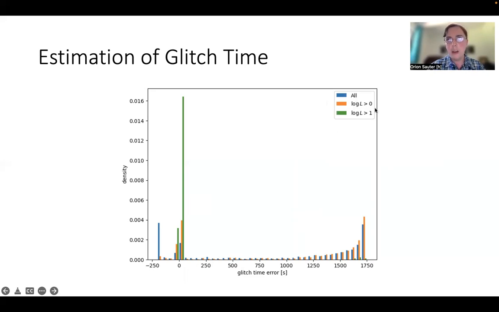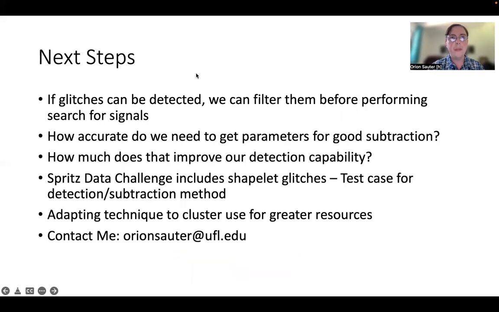But with just taking that cut above 0, we're still getting a lot of values that are very far off. But then with just a small cut of greater than 1 rather than greater than 0, we get all the values right around 0. So that seems very promising for the ability to estimate the true glitch time.